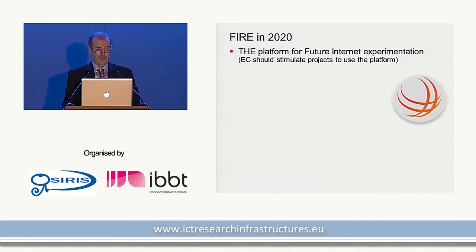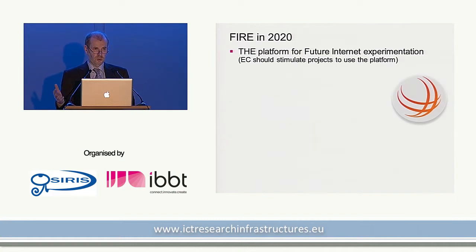So to conclude, FIRE in 2020 should be the platform for future internet experimentation. And I think the European Commission should stimulate projects to use the platform. Why? What you see today in many projects is that they are developing their own small infrastructure, and that's exactly the way our PhD students worked 10 years ago. They built up their own little facility, 5 servers, 2 wireless access points, and each PhD student did the same thing again. And that's what you still see in projects.